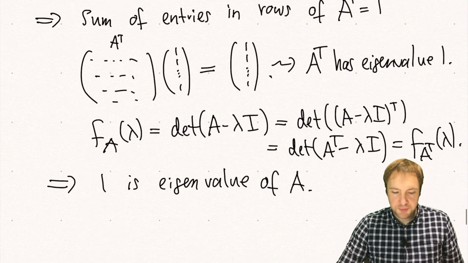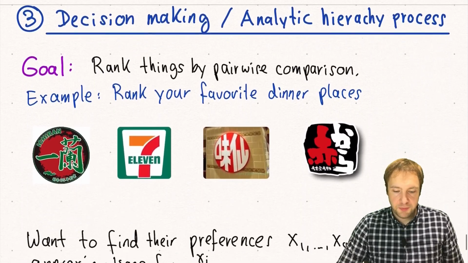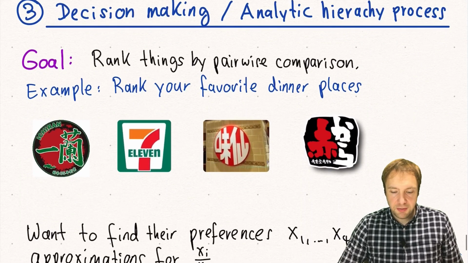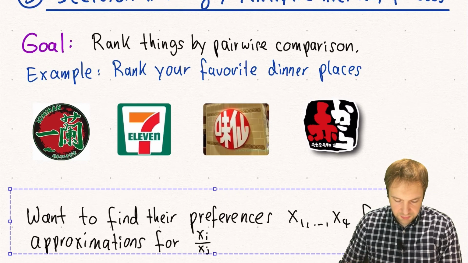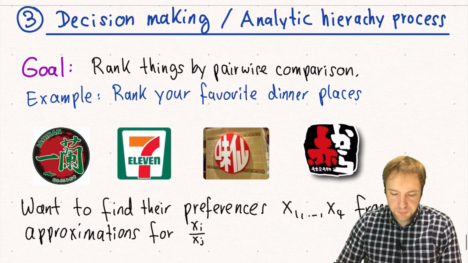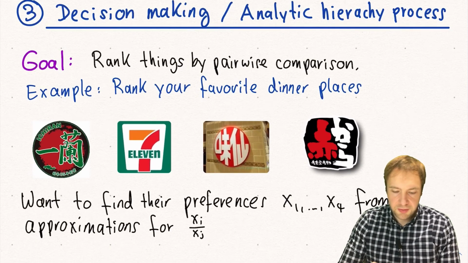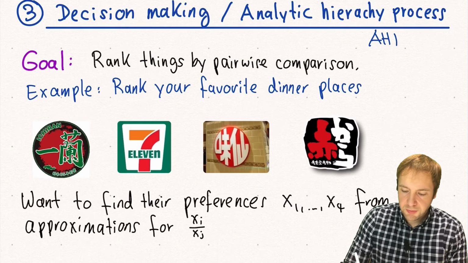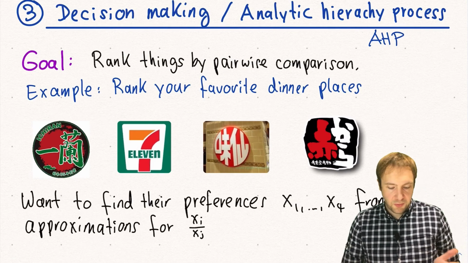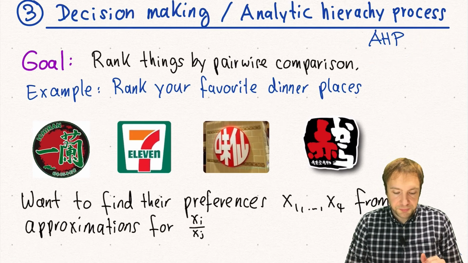Okay, so this was the second example, and now the third example is related to decision making, and let me use this input here. This is part of the so-called analytic hierarchy process. If you look for AHP, then you will see that what I will describe is one small part of this decision-making process.